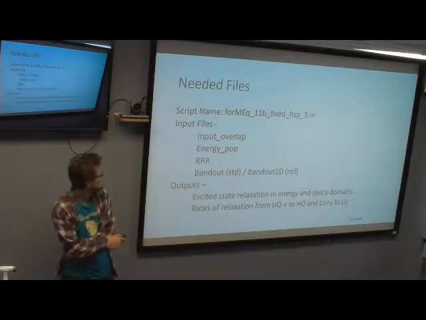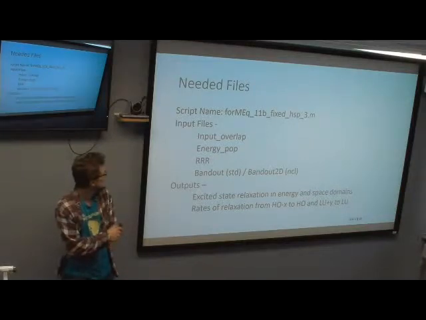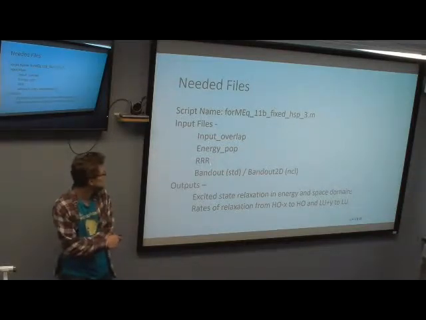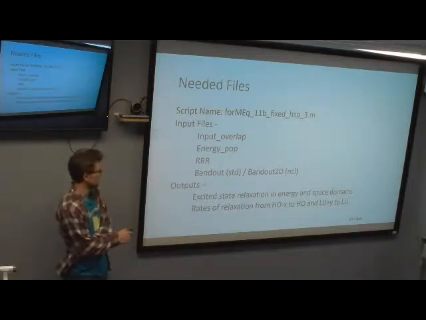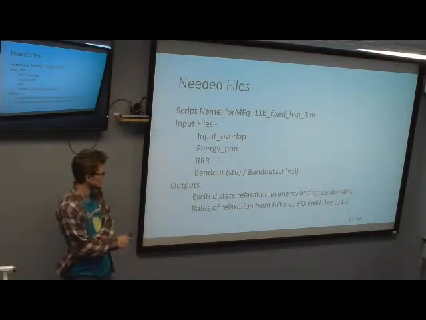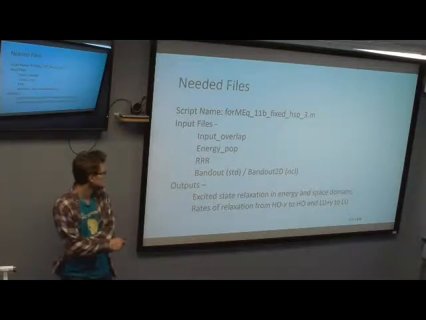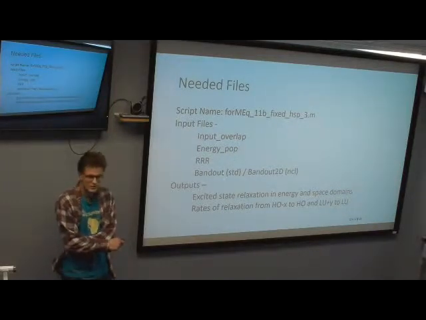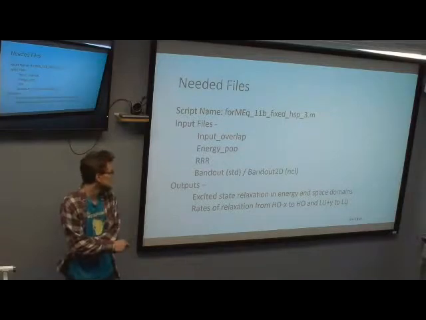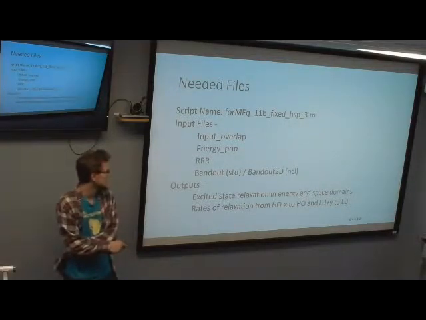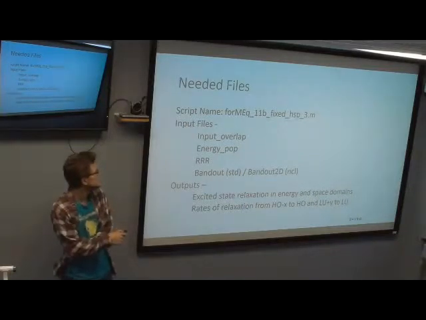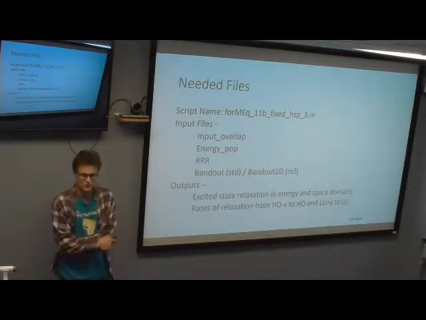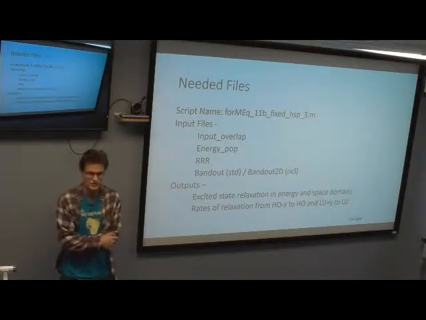So this is the general script to use for dynamics, and then you just have to feed in a couple of files. So input overlap, energy pop like normal. Then the last two talks talked about how to make RRR, so we feed that into the dynamic script. And then for visualization, sometimes you want the band out. That would be for standard VASP calculations, and then there's also been an update that Dimitri has been working on for spin orbit coupling band outs. And that's not in this script, that's a different one.